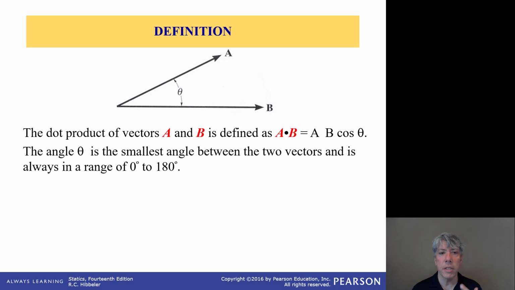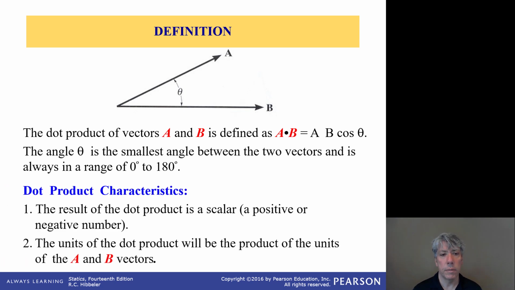Now, the angle theta is always whatever the smallest angle is between the two vectors, not moving around some curved surface, but the two vectors A and B define a plane, and so theta is the angle within that plane and always has a number between 0 and 180 degrees. Now, the dot product yields something very interesting. The dot product actually yields a scalar. So basically, you take two vectors, you put it into the dot product, and what comes out is just a number, something that does not have direction.